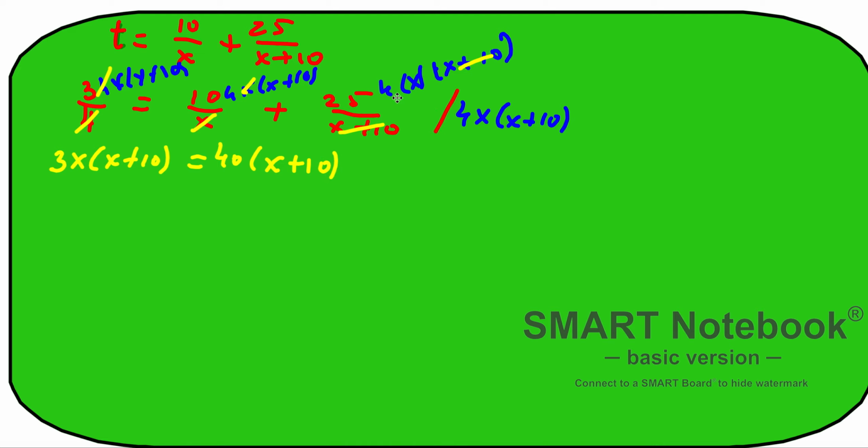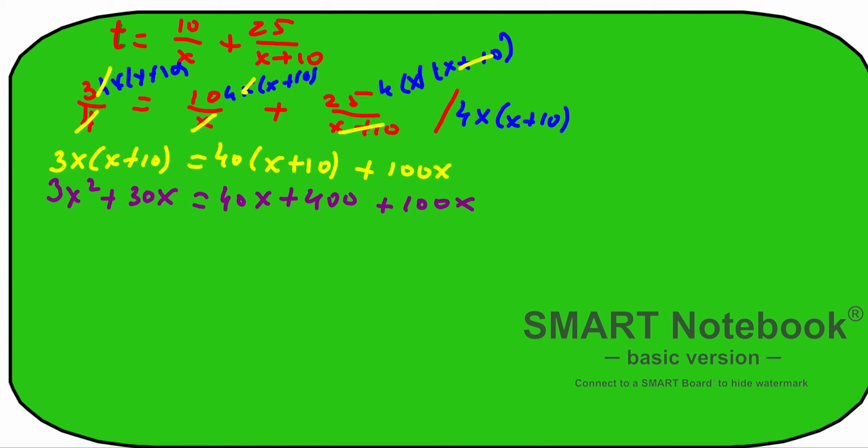Here, x plus 10 already went away. I have 25 times 4x, which is plus 100x, because 25 times 4 is 100 times x is 100x. Now I'm going to distribute everything. Distributing, 3x squared plus 3x times 10 is 30x. This is equal to 40x plus 4 times 10 is 400, plus 100x.